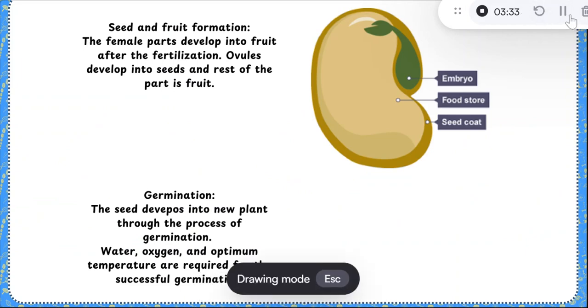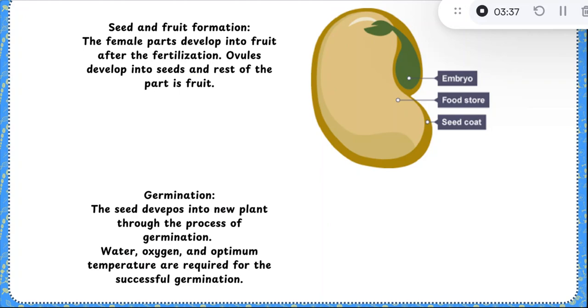And lastly, we have seed and fruit formation, जहाँ पे the female parts will develop into fruit after the fertilization, and ovules are going to develop into seeds, and the rest of the part is fruit, right? So germination occurs when the seed develops into a new plant through the process of germination, obviously. Water, oxygen, and optimum temperatures are required for the successful germination of any seed.